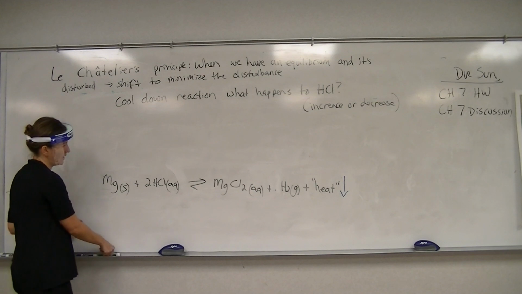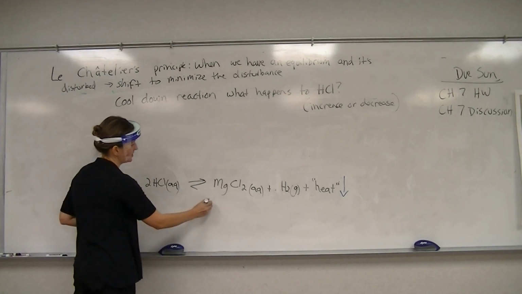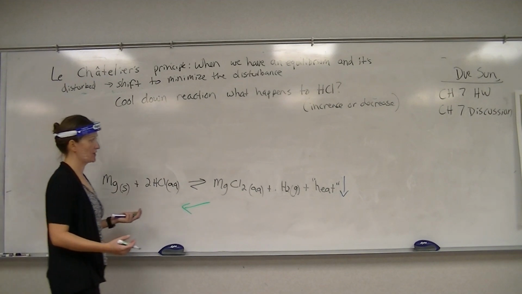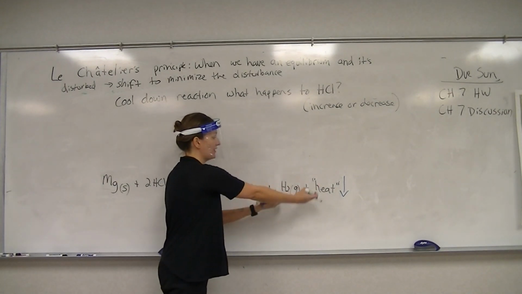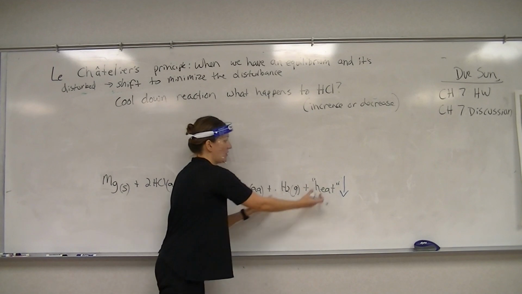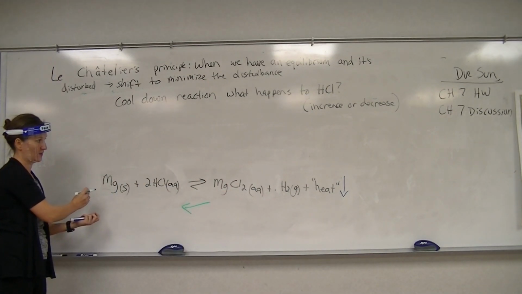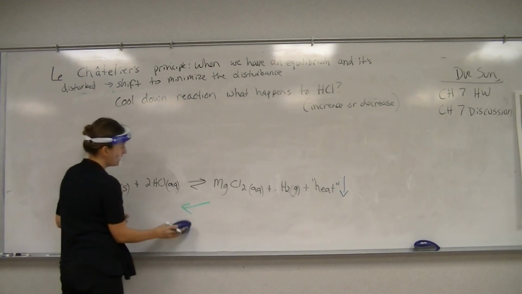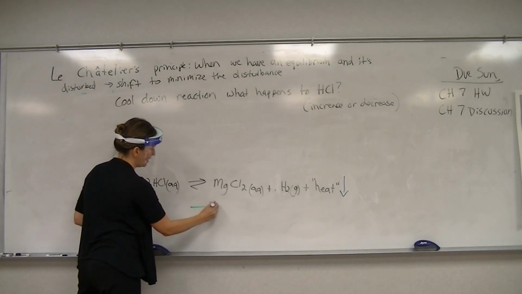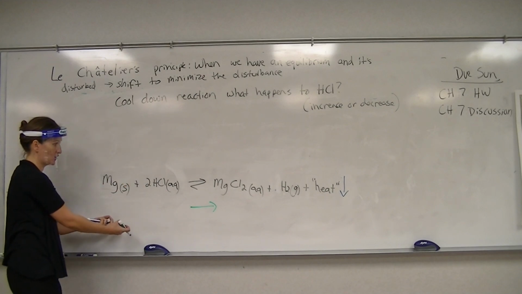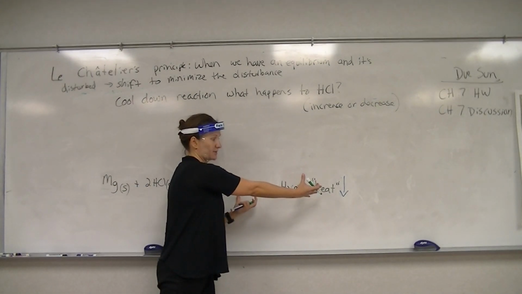Let's put it this way. Say the reaction shifts this way. What's happening is I'm using all of these, so I'm taking some of all of these away to make more of the reactants. But if it shifts this way, what I'm doing is removing some of these, or lowering these concentrations, to make more of the products.